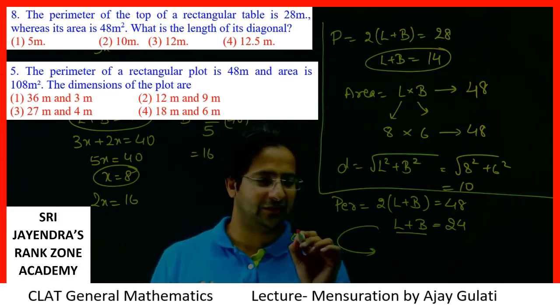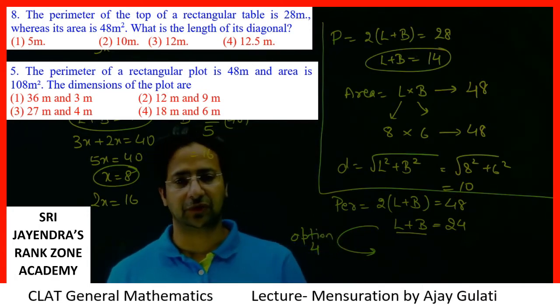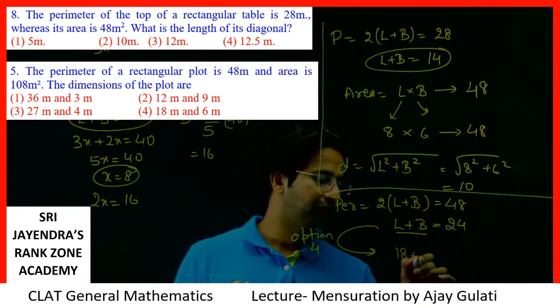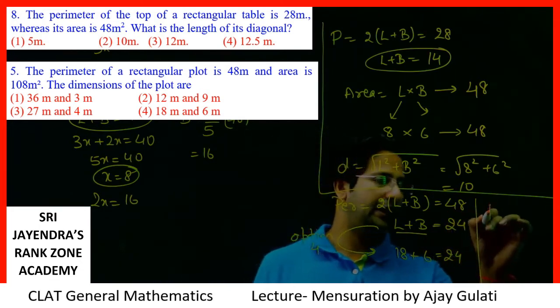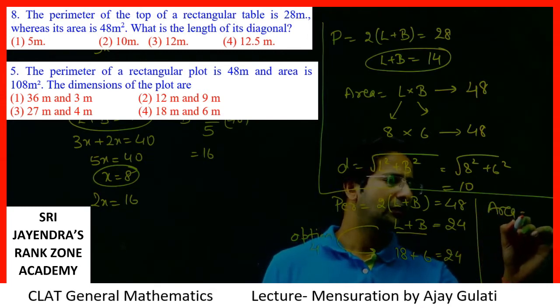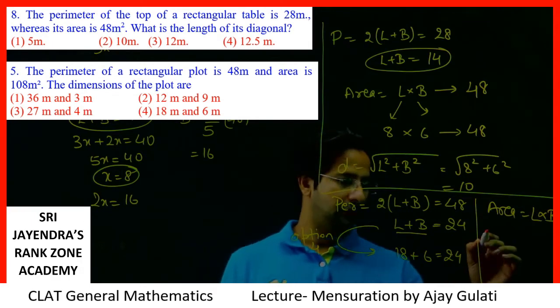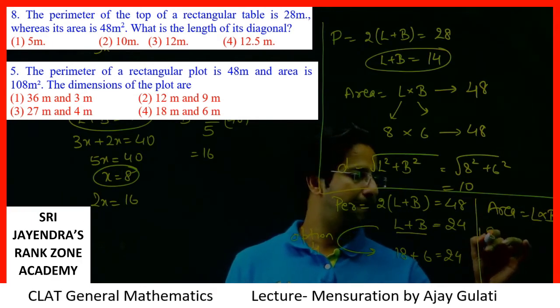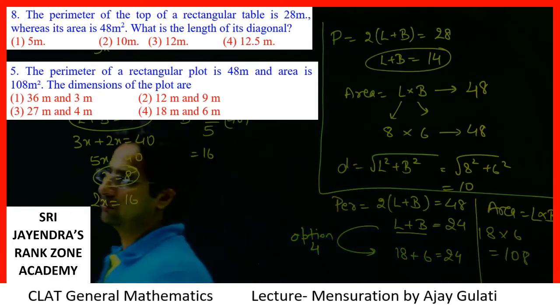12 plus 9 is 21. Last option, option 4, 18 plus 6. That is equal to 24. That fits into it. Also area, length into breadth. Without solving the question, 18 into 6 will give you 108.